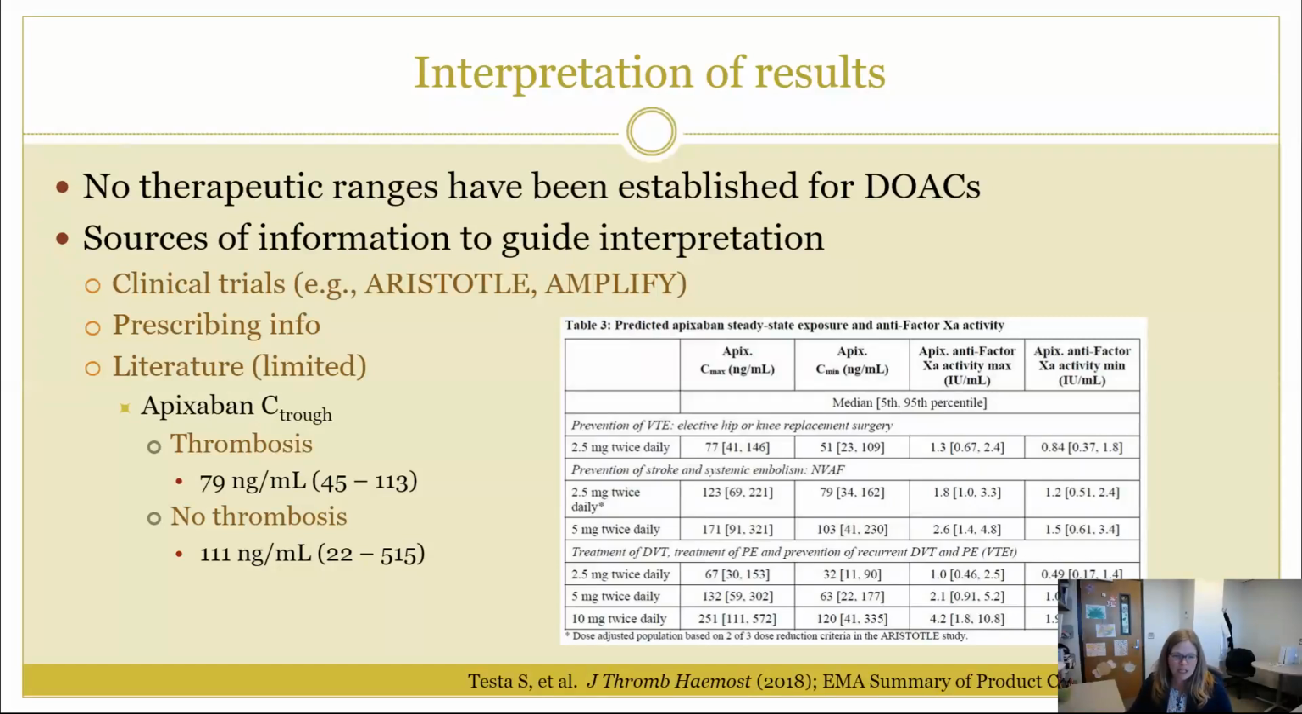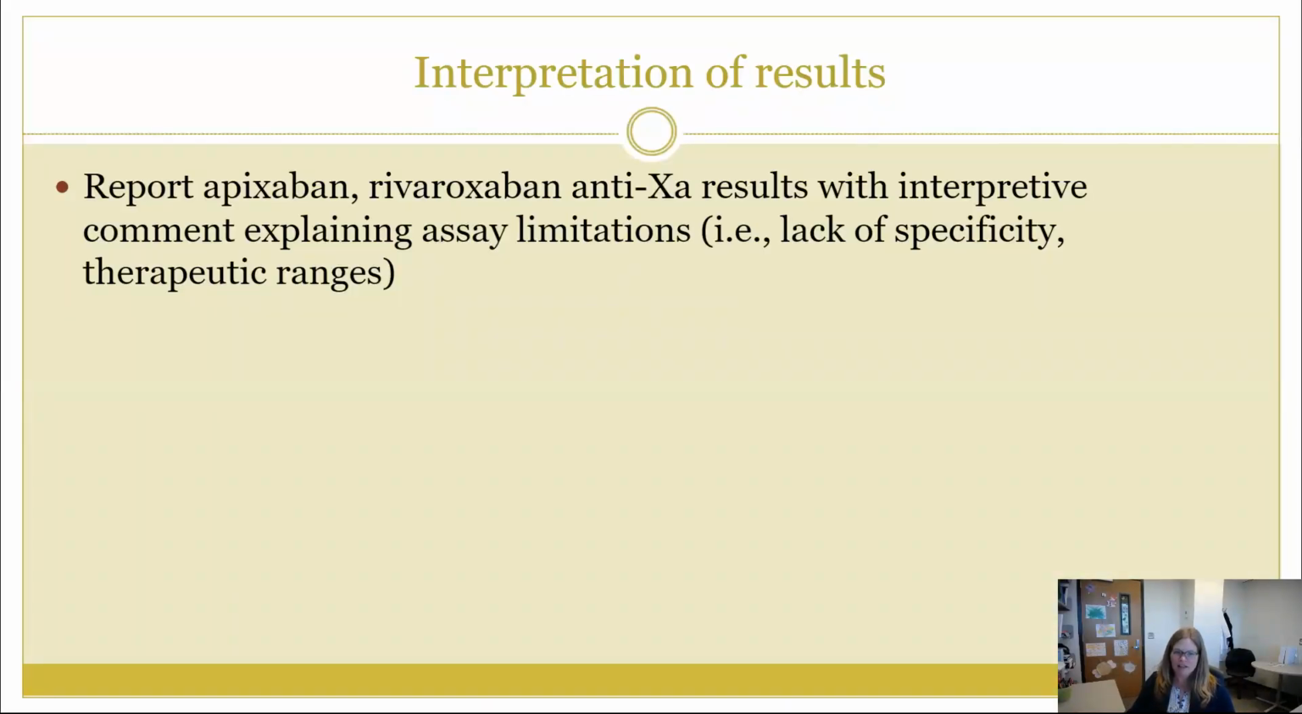So for example, here is one, the mean trough concentration for apixaban in patients who had thrombosis versus those who didn't. And this is maybe a little bit lower, but this was an N of 2. And so there just are not robust studies in the scientific literature yet to support knowing what concentration will prevent thrombosis, for example. So how do we deal with this in our laboratory?